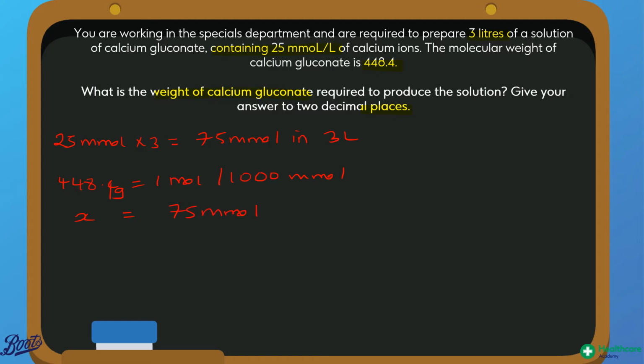And to do that, all we need to do is divide 448.4 by 1,000 and multiply by 75 to give us an answer of 33.63 grams.